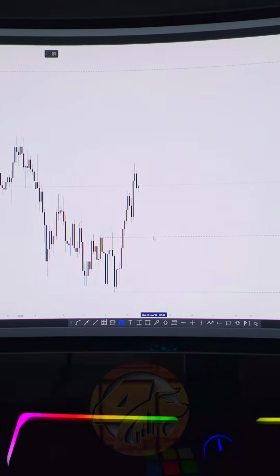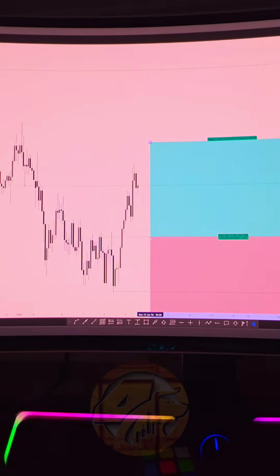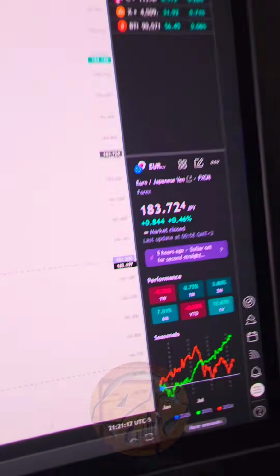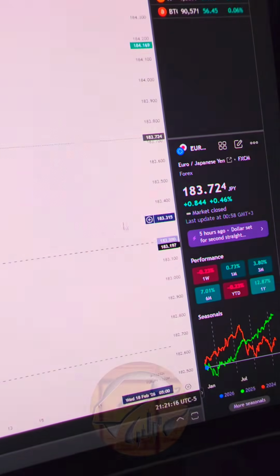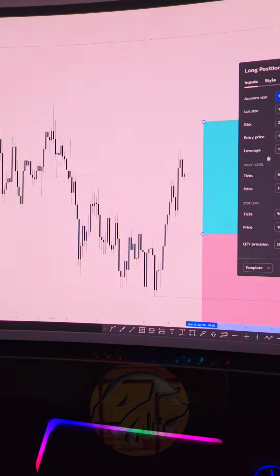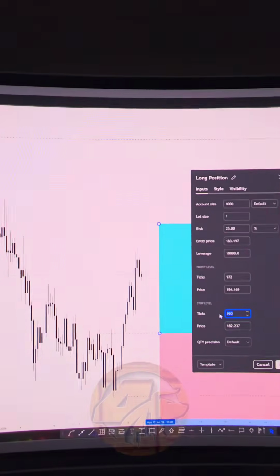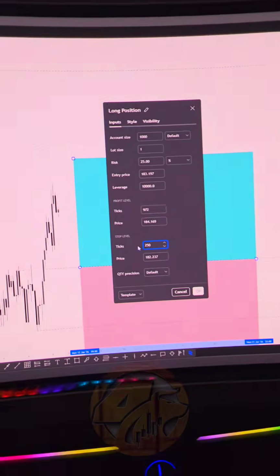Now, where do we place our entry? Our entry is at this A level that failed. It's now going to act as our support. This A level is sitting at 1.183197. Then stop loss, I'm just going to use 25 pips, that is 250 points. That's going to be my stop loss. And I'm going to target that high.